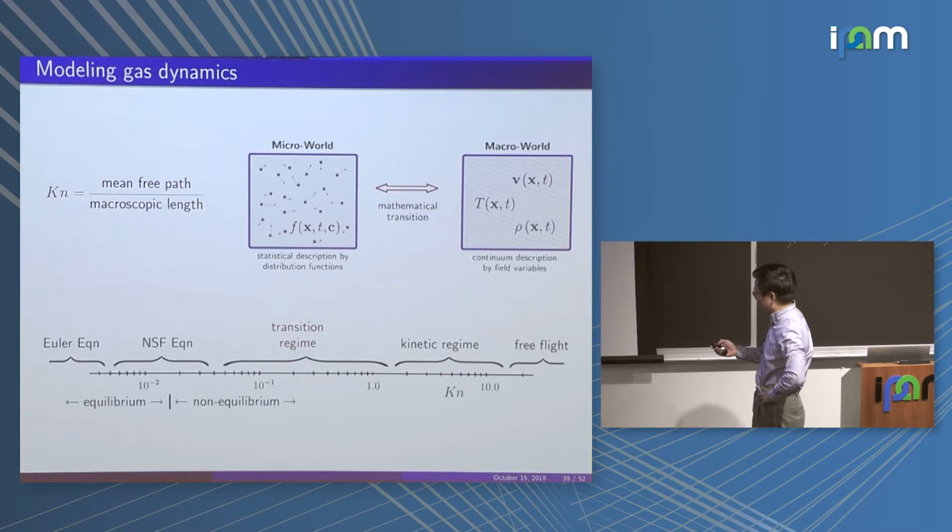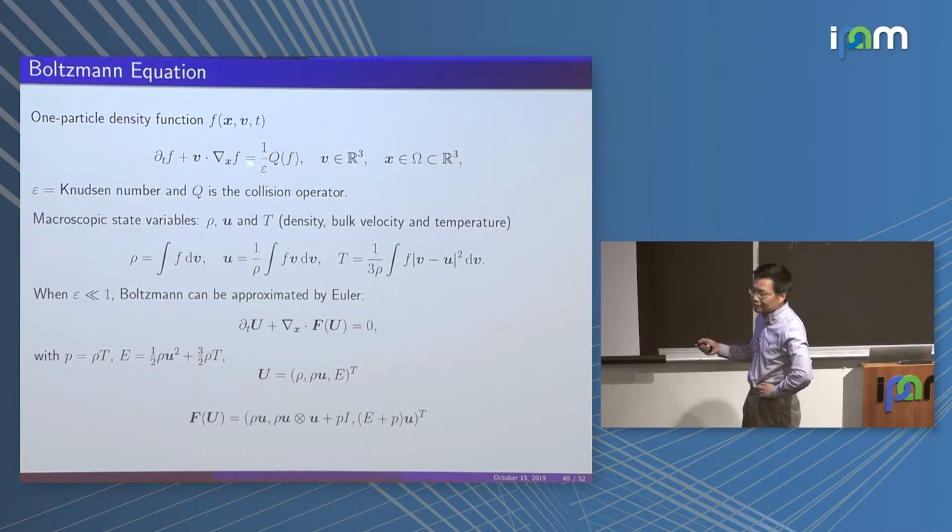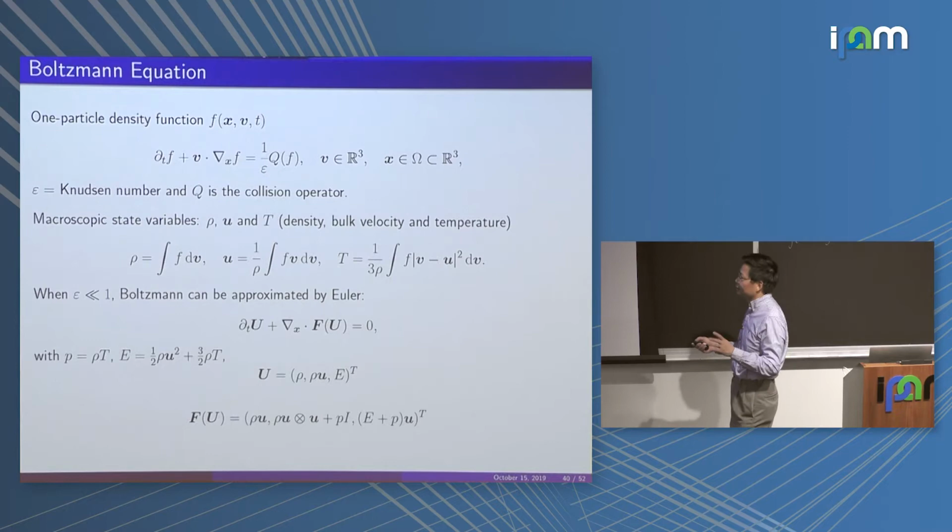And if you're designing for a shuttle, then you have to look at the whole regime with small and large Knudsen number. So the Boltzmann equation looks like this, where you have this Knudsen number here, epsilon, which is not necessarily small, and you have the collision term, and the collision term is a rather complicated integral operator.